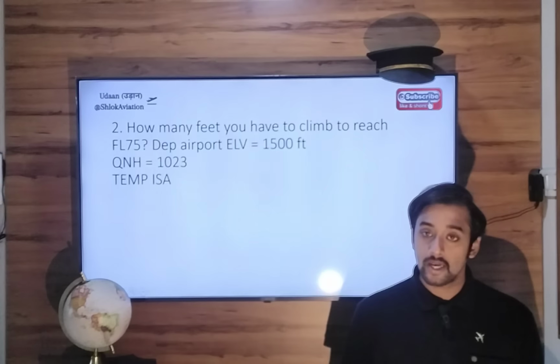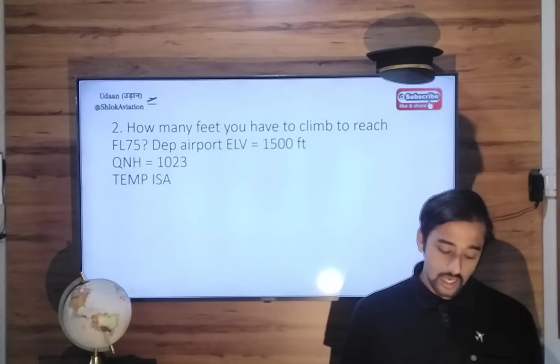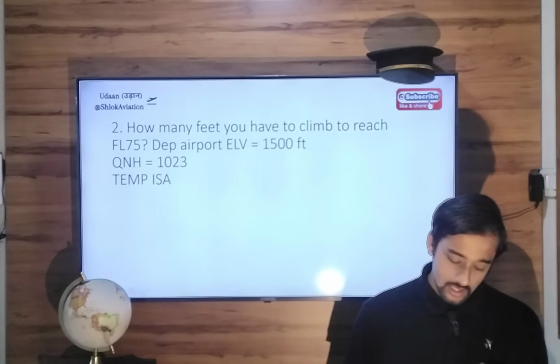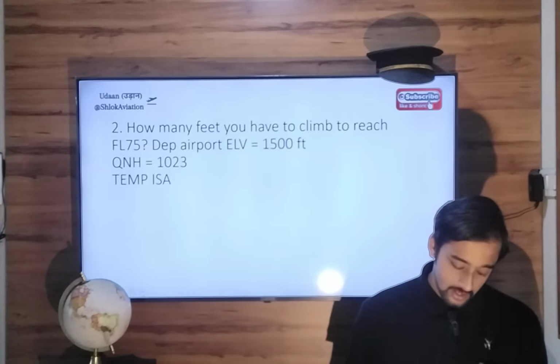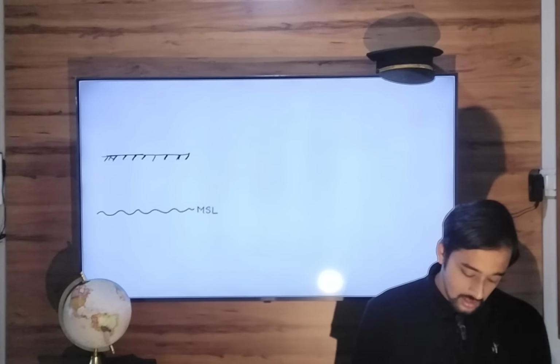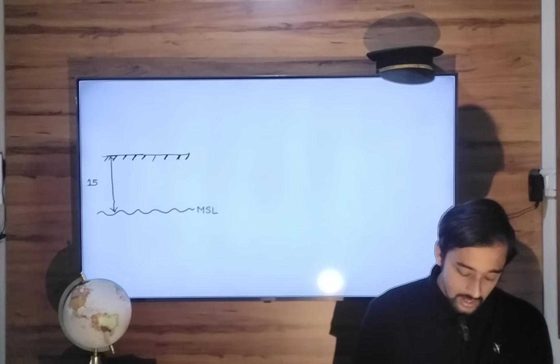Question 2. How many feet do you have to climb to reach flight level 75? The airport elevation. So let's draw this. This is your airport. Elevation of airport from mean sea level is 1500 feet.